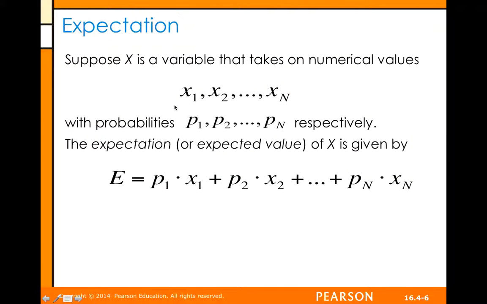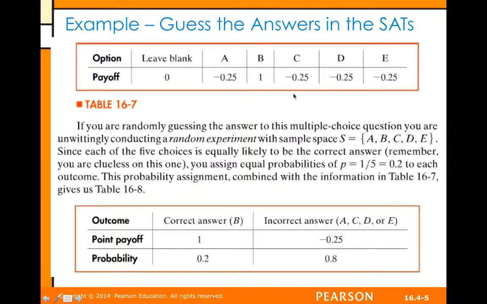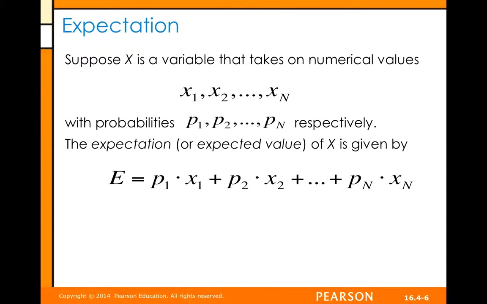So now let's take that and use it to define expected value. Suppose we have these numeric values. In this case, the values are these payoffs. We have a 1 and a negative 0.25. Those are the possible payoffs we could get by answering the question. Each of those payoffs has a probability.